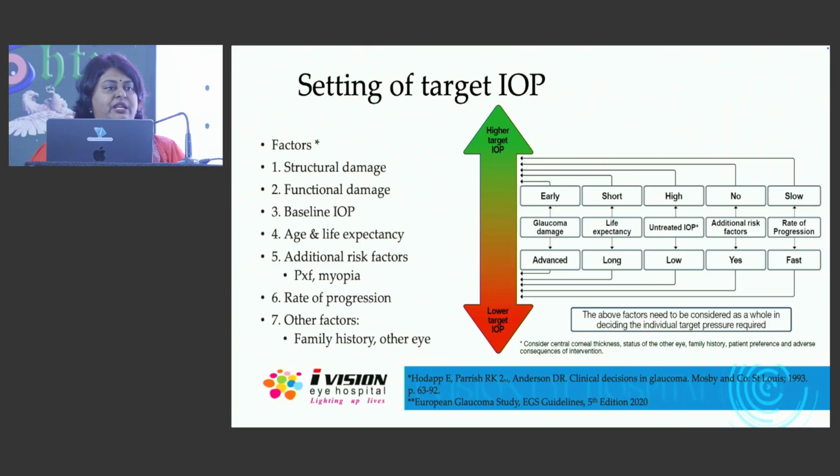Setting depends upon multiple parameters. If you have advanced glaucoma, if it is a young patient, if the untreated IOP at presentation is low, if you have additional risk factors like pseudoexfoliation, myopia, if the rate of progression is fast, if it is a one-eyed patient, you have to have a really low target IOP. If the factors are on the other side, you can have a lenient IOP.